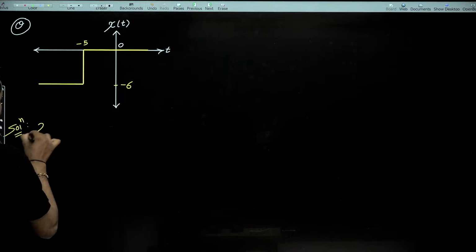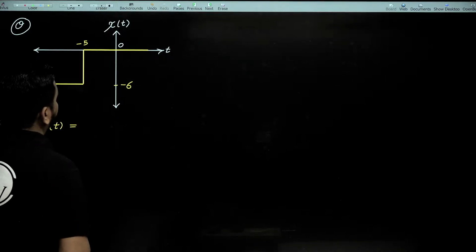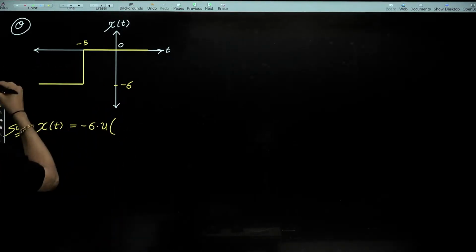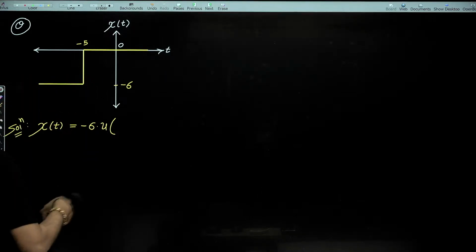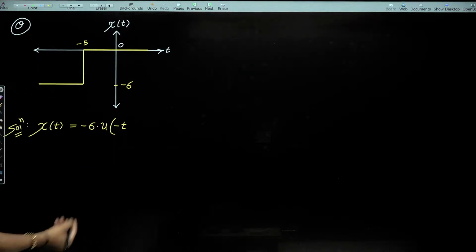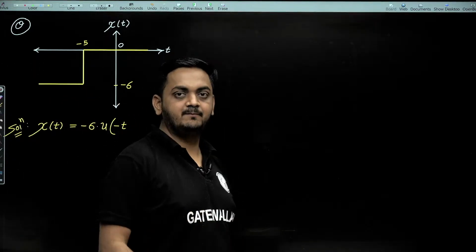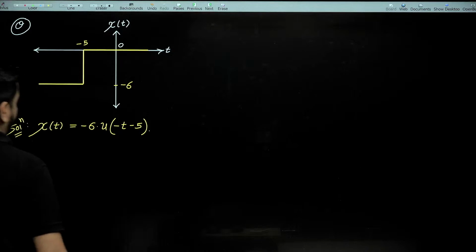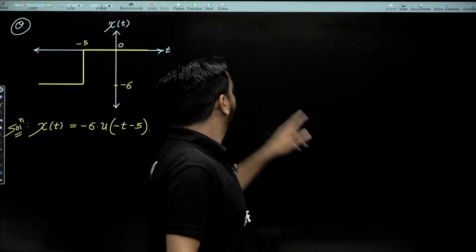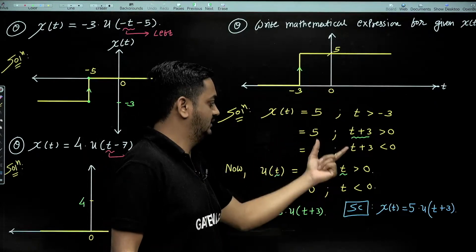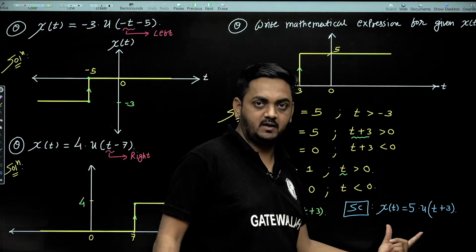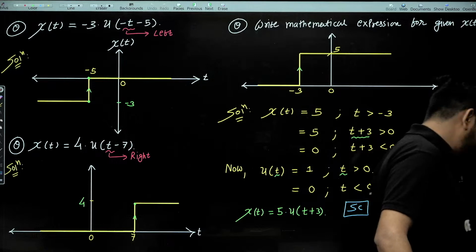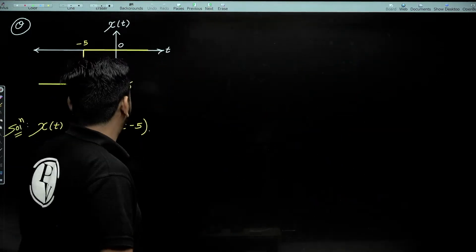You can see here x of t is equal to, first of all, amplitude is -6, so write -6. The step function, that's why u of. Now, the signal is going towards the left side, that's why -t, and if it is left side then same sign. For the left side signal, same sign as the starting point, and right side opposite sign. So -5 is there, so we write -5. I already explained the standard method, and here I provided you the shortcut also, guys. With the help of the shortcut you can save your time in exam. Very good, guys. -6 u of -t -5.